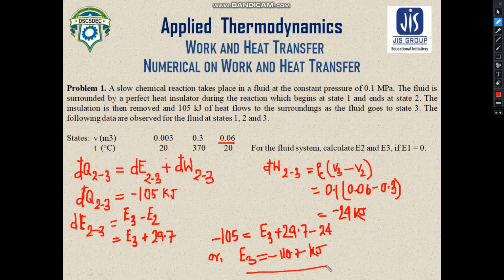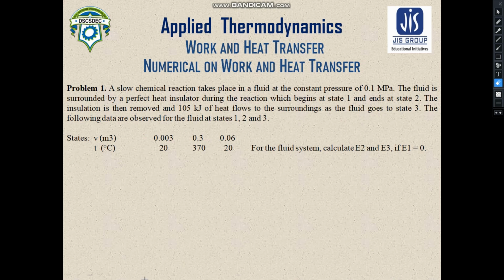Okay, so with that, I think this problem is done with, and we will be moving on to the next problem. So let us check out what the next problem is, and let us move on to that.